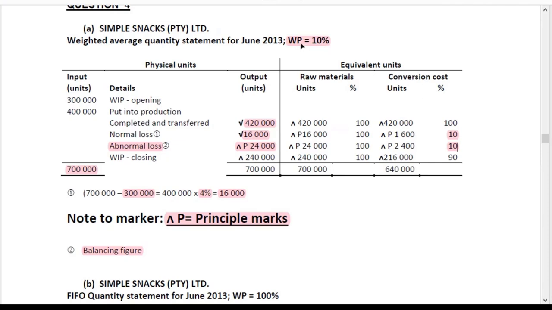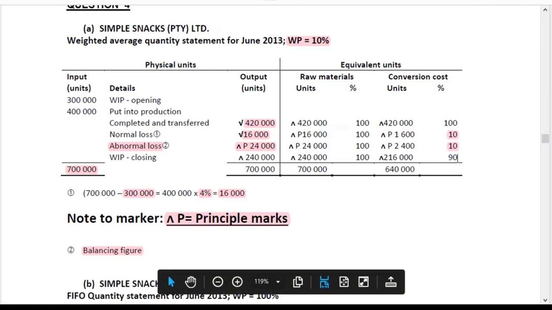All right. And then you also indicate that your closing WIP is at 90%. Yeah, because they told us 90% complete.